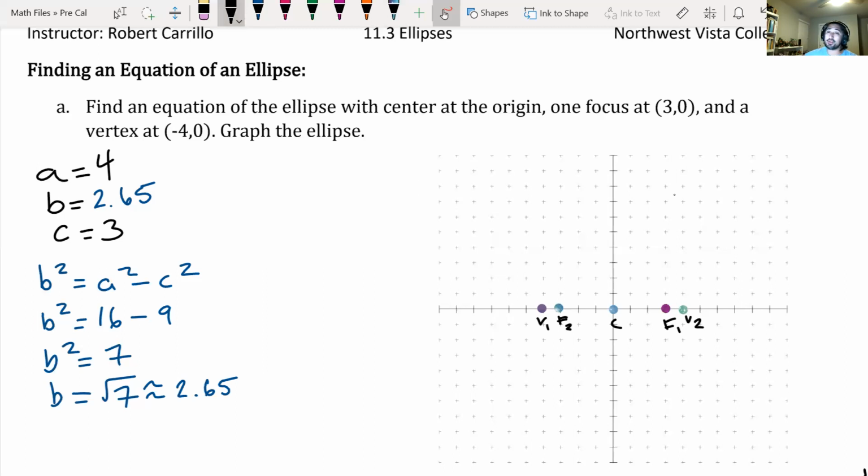And then we now know the distance for my minor points. So from the center, we're going to go up 2.65 and we're going to go down 2.65. So 1, 2, and 0.65 is there. 1, 2, and 0.65 is there. So there's my minor points. So look at that. If you know A, B, and C, then this means we can definitely graph the ellipse. And we can also find the equation of our ellipse.